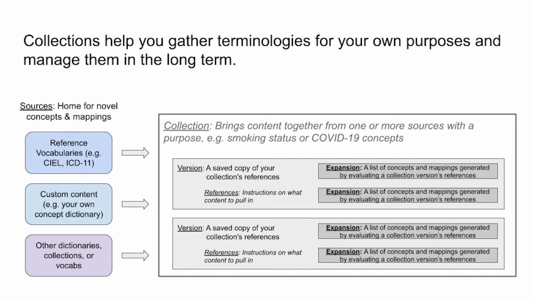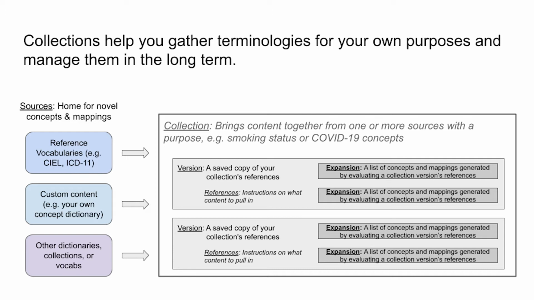Whether these sources are reference vocabularies or custom content or other dictionaries, collections, or vocabularies, all of this can come together in your collection that has a specific purpose. Each collection can be made up of multiple versions, and each version has a set of references, which are the instructions on what content to pull in. All these versions can have one or more expansions which actually contain the evaluated results with concepts and mappings.